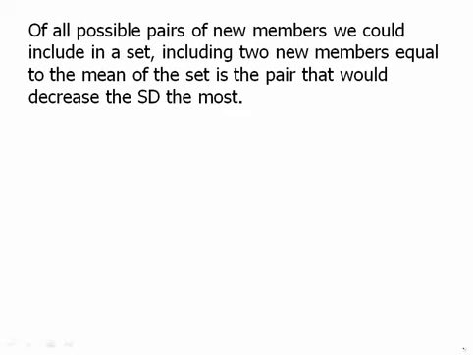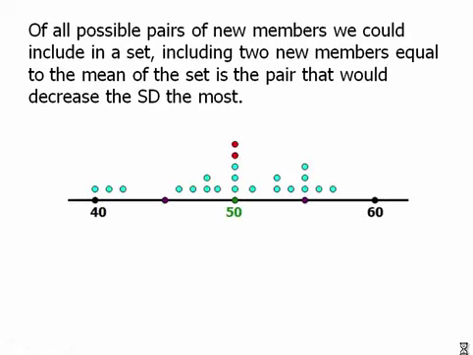Of all possible pairs of new members we can include in a set, including two new members equal to the mean of the set is the pair that would decrease the standard deviation the most. The test likes to ask about that idea.